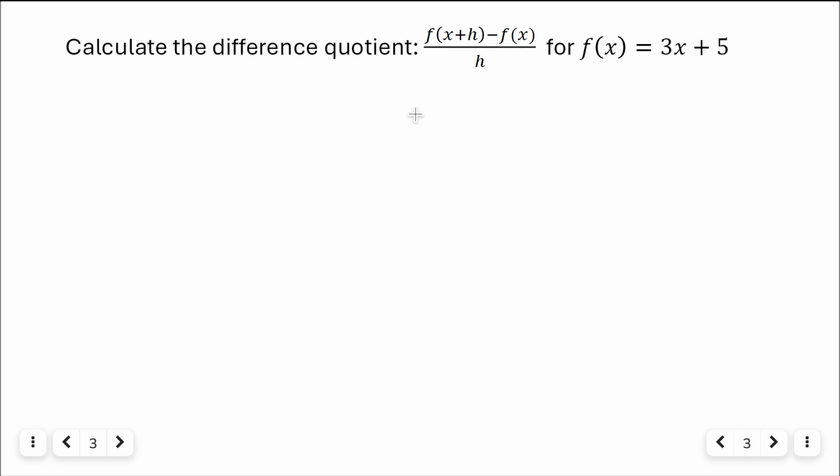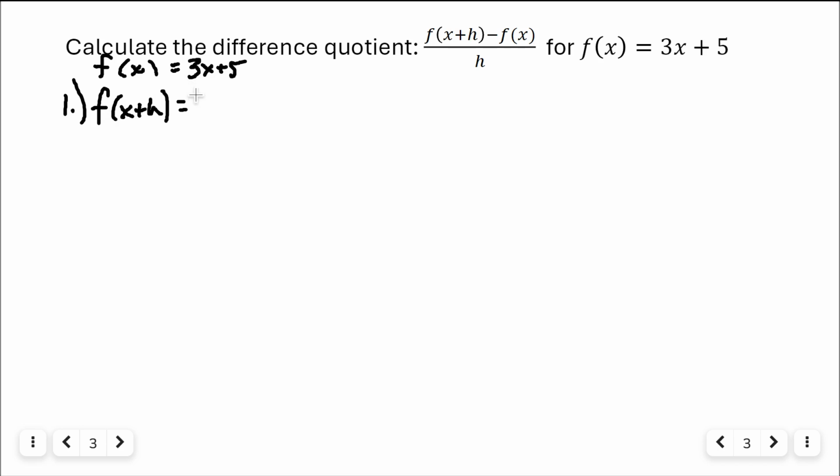So I want you to calculate the difference quotient for this function, f of x equals 3x plus 5. All right, so we're going to do this in steps. I think that's the easiest way for everybody to understand it. So the first thing we're going to do is calculate f of x plus h. That's what this part of the formula is here, f of x plus h. Now, to calculate f of x plus h, we're using our function f of x equals 3x plus 5. What we're going to do is replace all the x's in f of x with x plus h's. In place of x, you're going to put an x plus h.